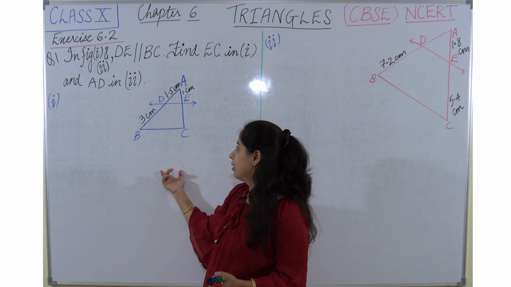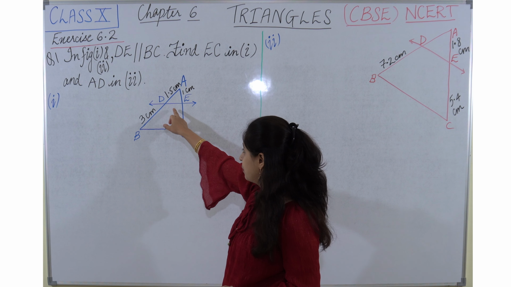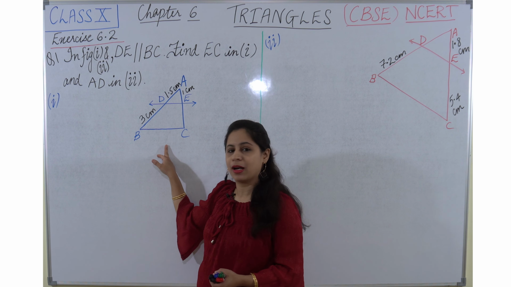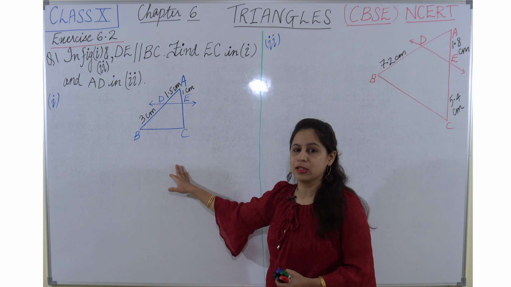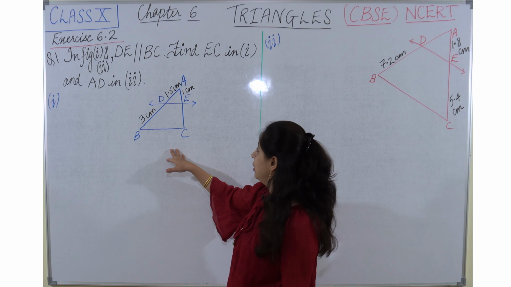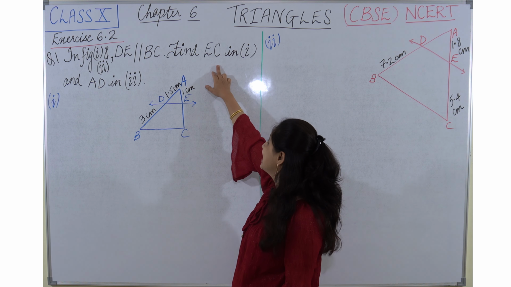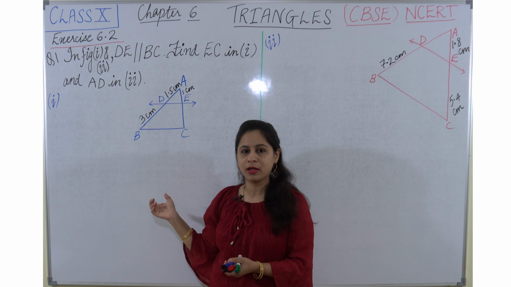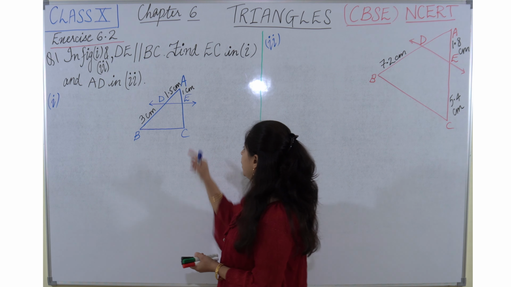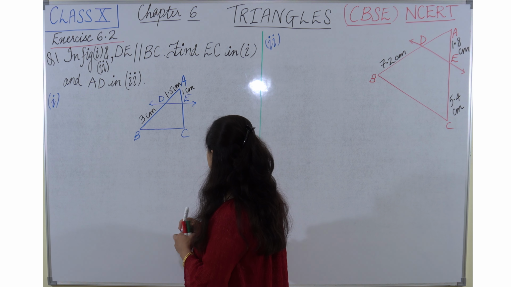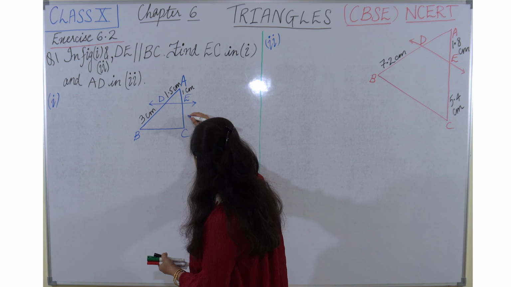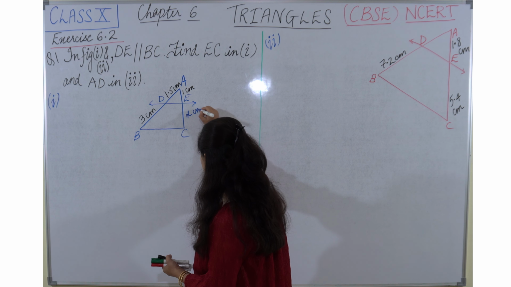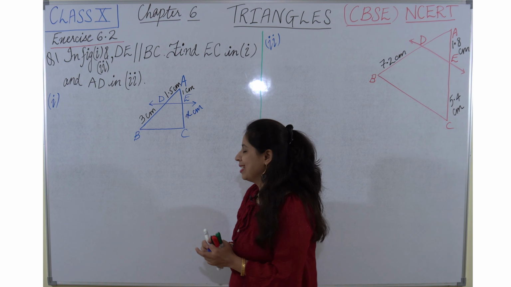In the first part, the figure is given and it has been given to us that DE is parallel to BC, and we need to find out the value of EC. So let us start with the first part first. We need to find out EC over here, so let us suppose it to be x centimeter.